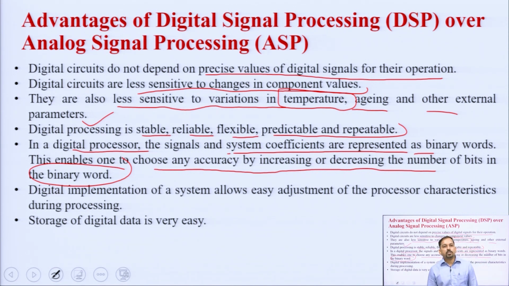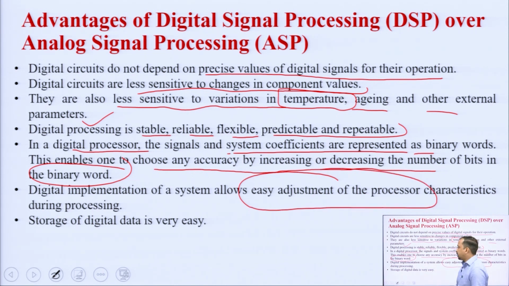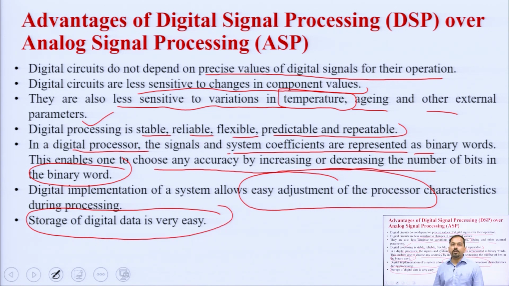Digital implementation of a system allows easy adjustment of the processor characteristics during the processing. Also, when we assign some coefficient to the system, with the help of the storage of digital data, it is quite easy to store these coefficient values. Although there are numerous further advantages for the DSP over the ASP.